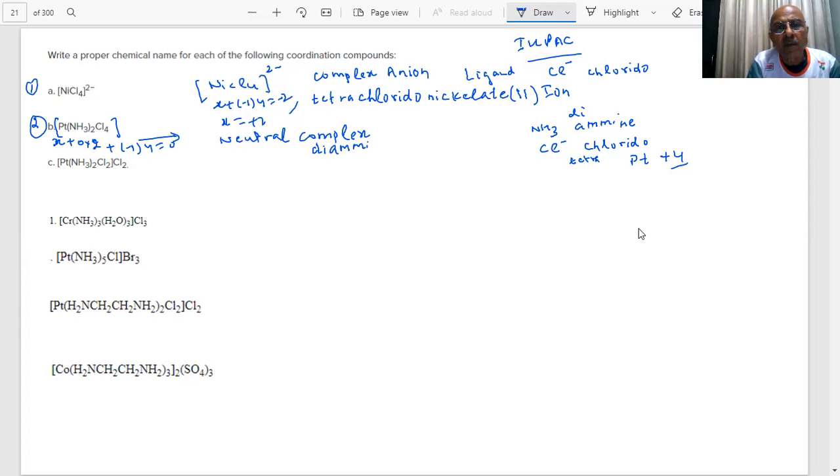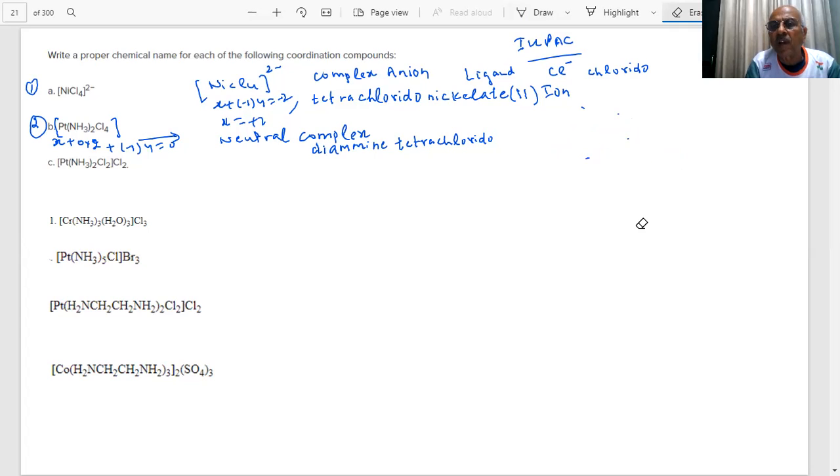Diamine. That's a double M here. Then tetra chlorido. Now what will I write for platinum? Tell me. Okay, this you have noted. It is a neutral complex. In a neutral complex, the name of the metal remains the same. So what will I write? Platinum.